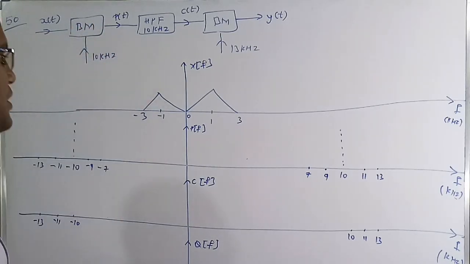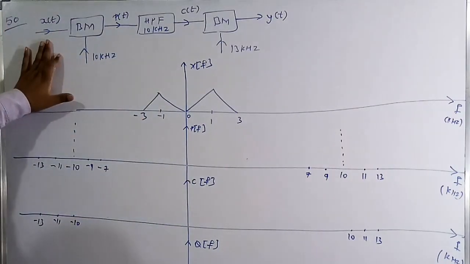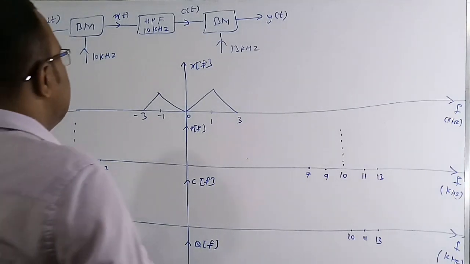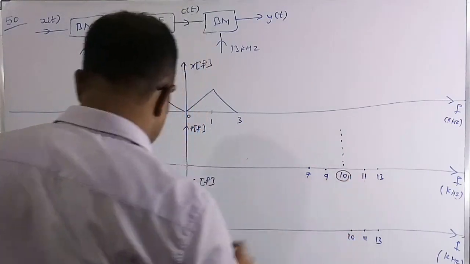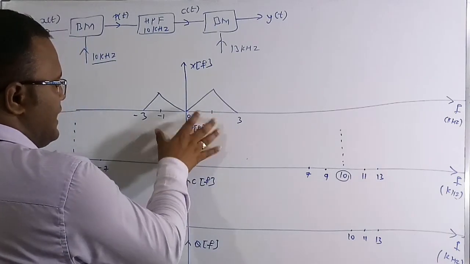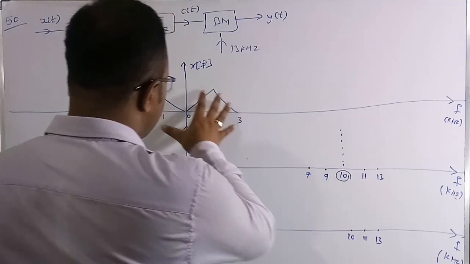p of t. Now the Fourier transform of p of t: in the time domain we are doing multiplication, so in the Fourier transform we have to do the convolution. The reference is 10 kilohertz, so take plus 10 kilohertz and minus 10 kilohertz. Just take this figure at center 0, move the center to 10 kilohertz and draw the same shape.